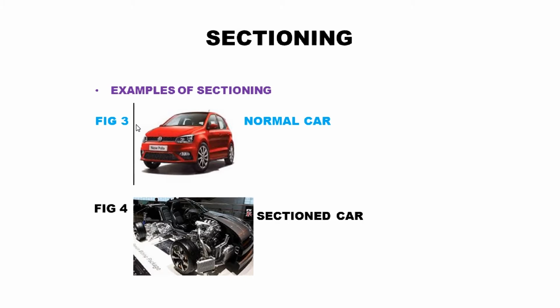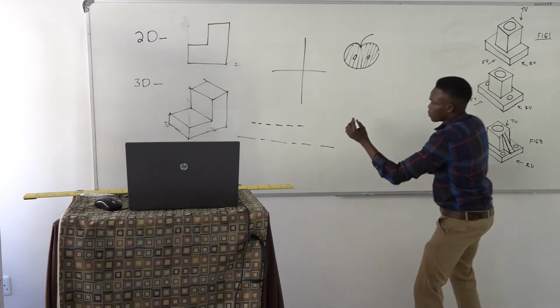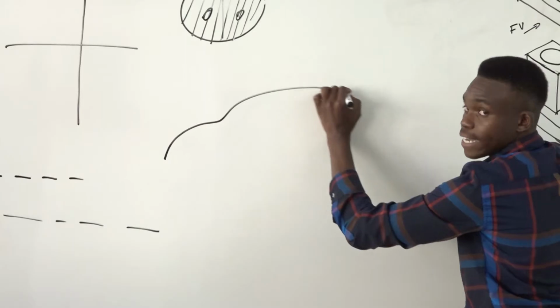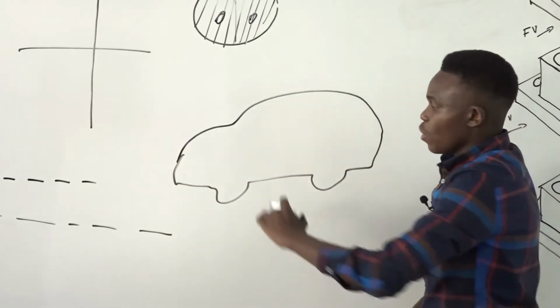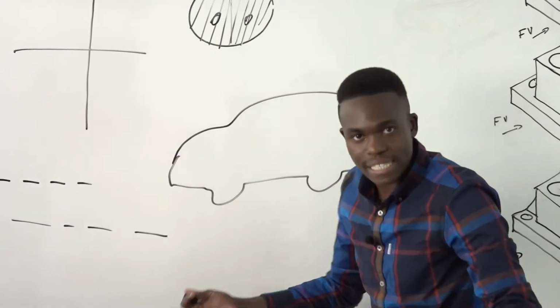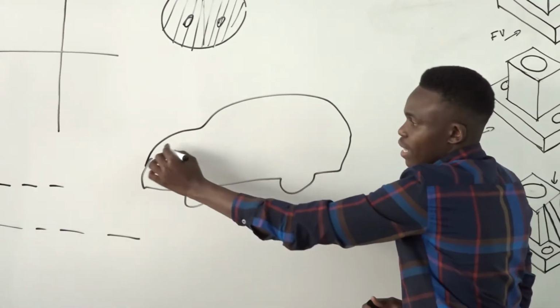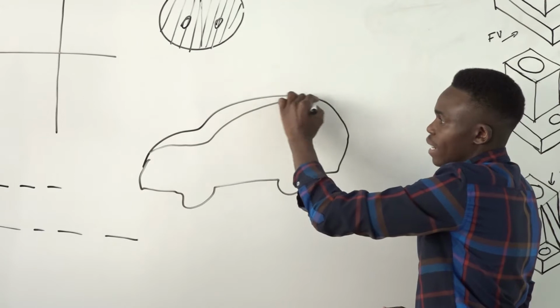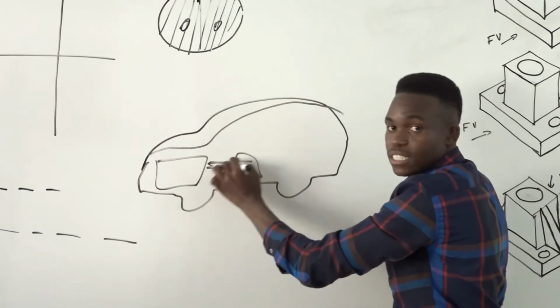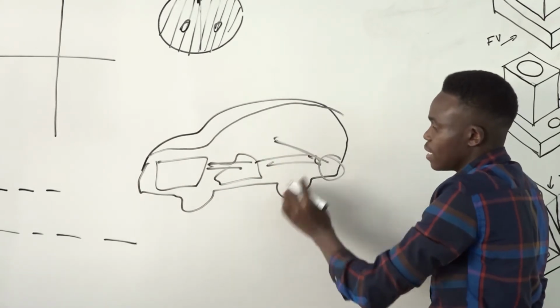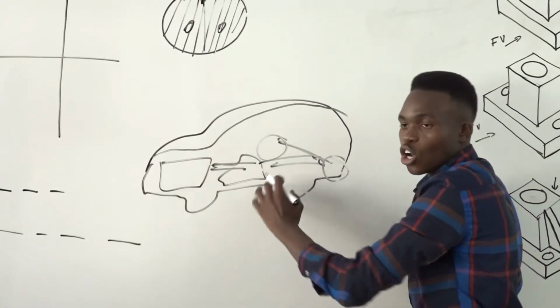For the next slide, I've represented an example of a vehicle. Sometimes engineers need to do proper testing or analysis based on the inside part of a vehicle. What I mean is this. This is your complete vehicle. Then we know there's an engine inside, but we can't see that engine. So what will happen is they'll cut this vehicle in half so that you can see the engine, the transmission, your prop shafts, your differential, and so forth. So that's what is called sectioning.